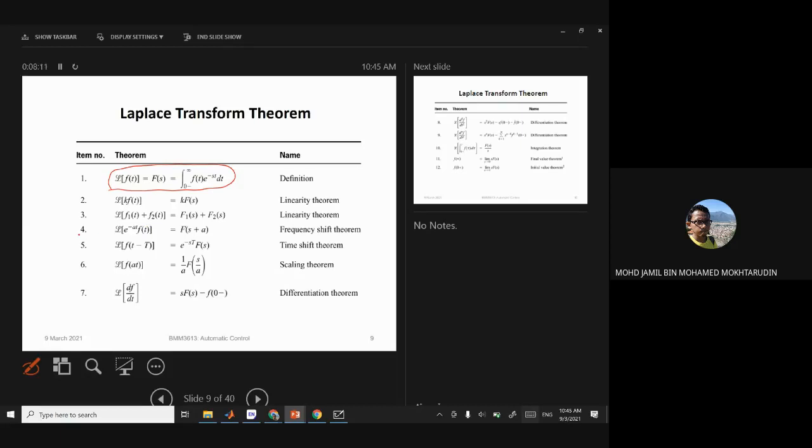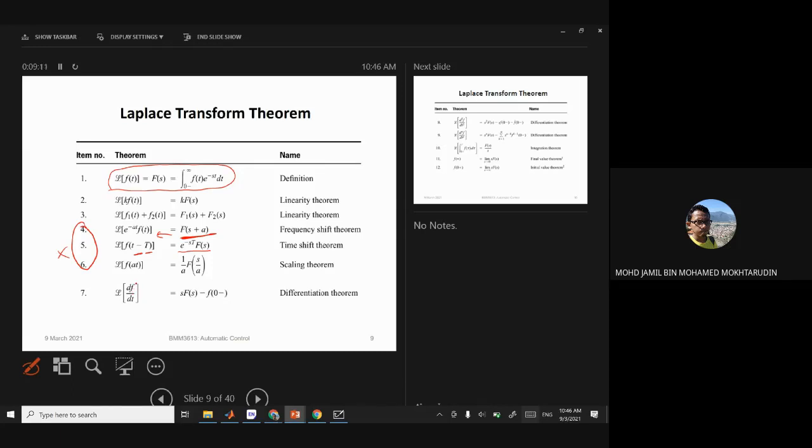Items number 4 and 5 are related to frequency shift and time shift. Let's say you have a frequency shift in the frequency domain, s plus a; to convert into the time domain, you just multiply with e to the minus a t. Then if you have a time shift, in the frequency domain you just multiply by e to the minus s T, where T is how much shift you give. Let's say the time t is scaled by a, then in the frequency domain you multiply with 1 over a and scale s down to s divided by a. Okay, so usually 4, 5, and 6 are not important.